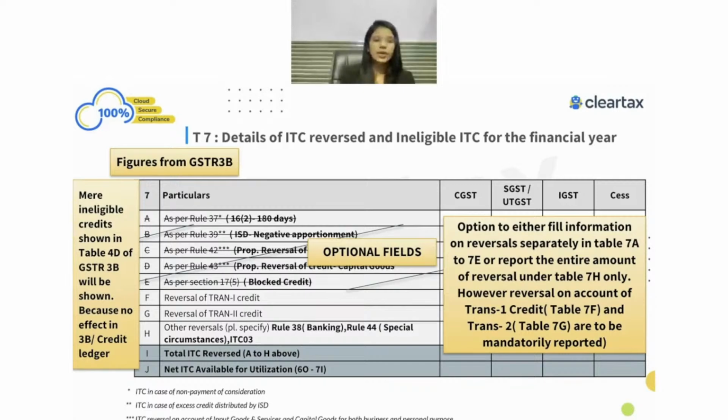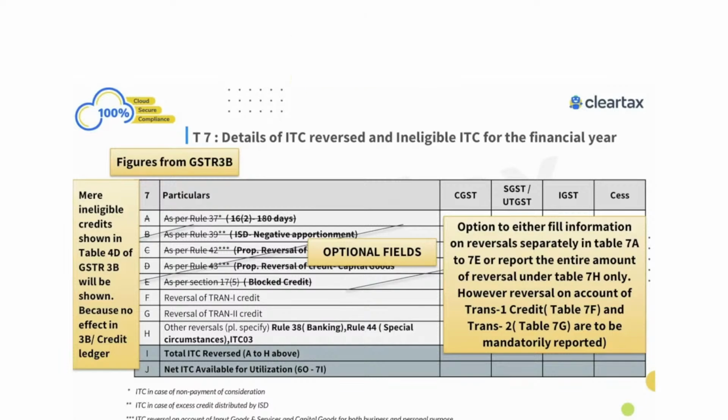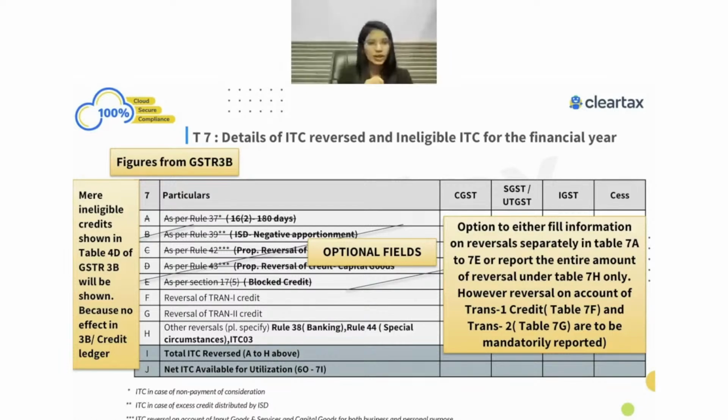So here, the net ITC available for utilization, 7J, is the ITC you actually claimed and which has actually gone to your electronic credit ledger. 7H is an amount which has actually gone to your electronic credit ledger. So when you look into the electronic credit ledger, that is the amount which is posted over there, right?